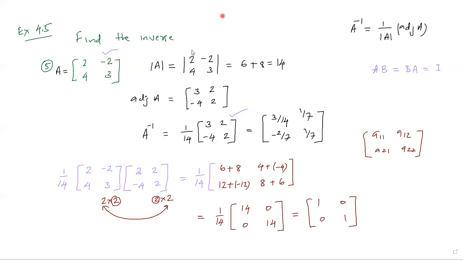Idhar bhi direct aap likh sakte hai. Kyunki A inverse is equal to 1 by determinant of A, which is 14, then adjoint of A. Adjoint of A aapko pata hai: simply interchange the diagonal elements and diagonal ka sign change kar do, answer ho gaya. But 3 by 3 hai to hume adjoint of A nikalna padega. Okay, all right, we will check one 3 by 3 matrix also.